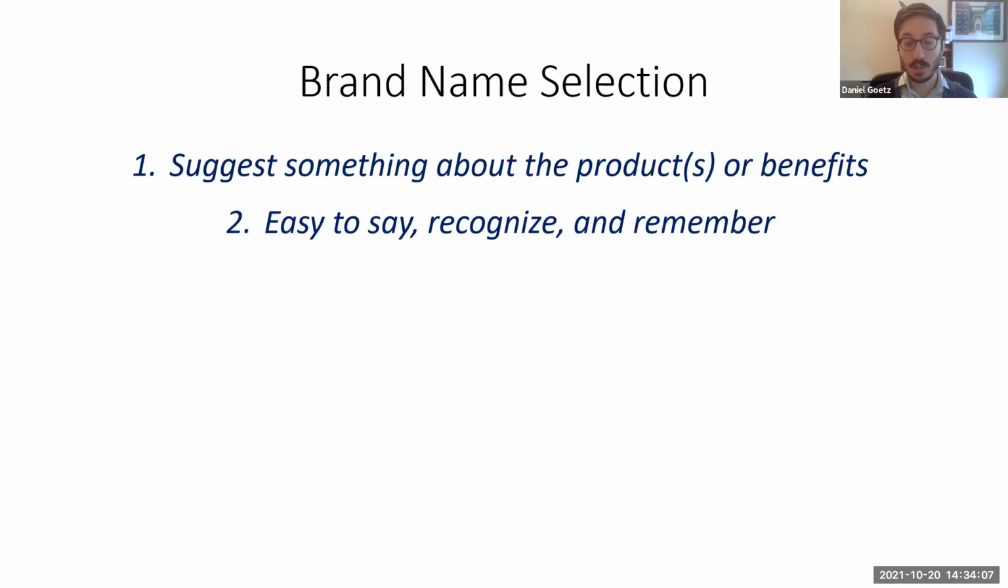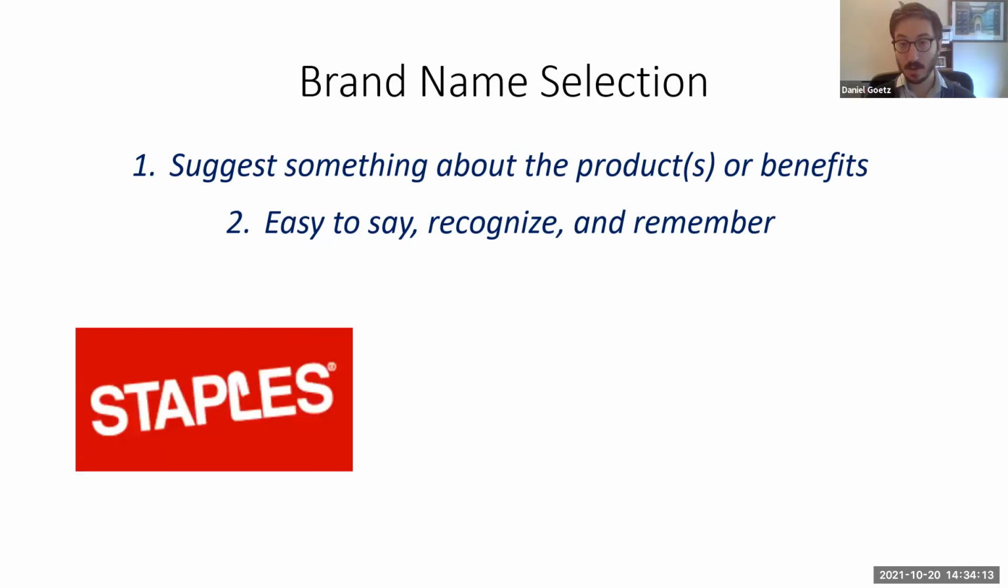So brand name selection, let's look at some examples. Good brand names suggest something about the product or the benefits, and they're easy to say, recognize, and remember. Staples is a good one here. It suggests something about the products. Staples, an office supply. This is an office supply store, right? Staples also has another meaning. Staples means necessities. So it kind of works on that level too, right?